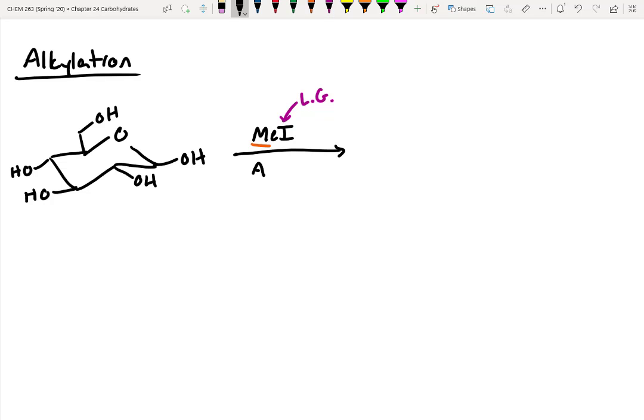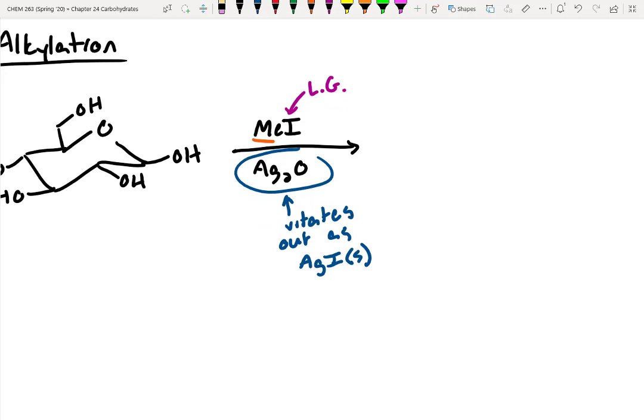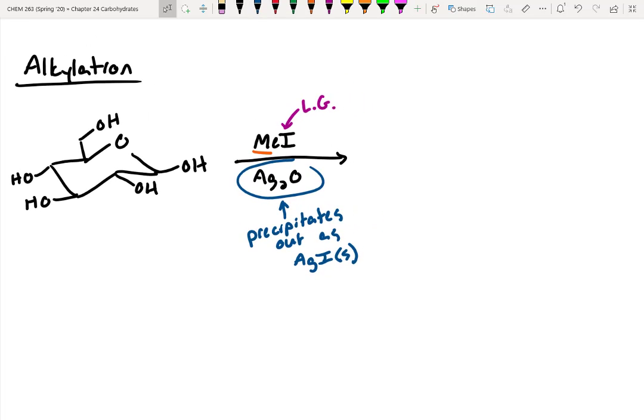Oftentimes what you'll see is when this reaction's done, they use silver(I) oxide. And the reason that they use silver(I) oxide is that this will precipitate out as silver iodide solid. So the nice thing with this is you can remove, oh, that looks like it's misspelled. It precipitates out as silver iodide solid, and that helps get rid of any of the iodide from the solution and makes the reaction much cleaner to carry out. So when we do this, we're going to react every single one of these nucleophilic alcohols with methyl iodide and do an SN2 reaction.